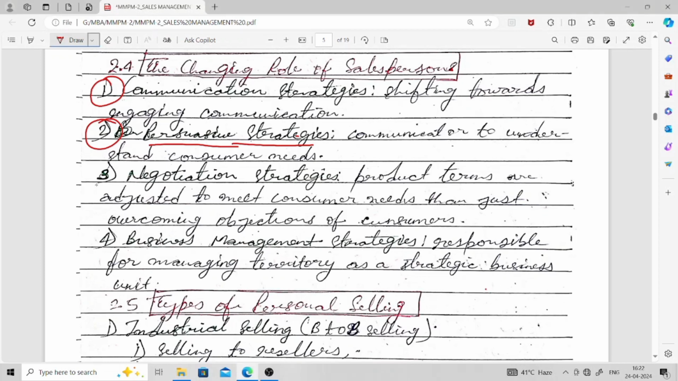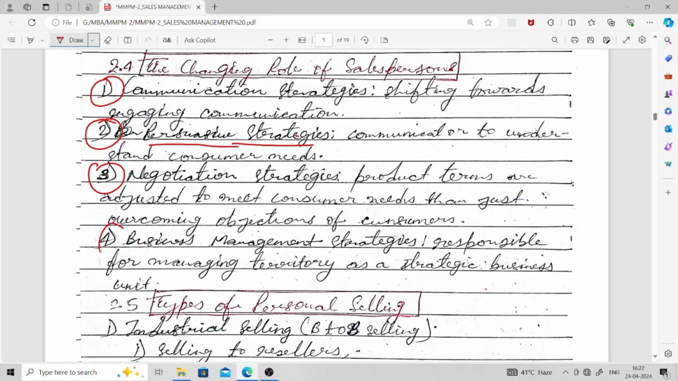Then you have this one, negotiation strategies. Product terms are adjusted to meet consumer needs rather than just overcoming objections of consumers. It means whatever the product terms are, those product terms are adjusted to meet consumer needs. So not only are we going to overcome the objections of consumers, but also we are going to adjust the product terms.